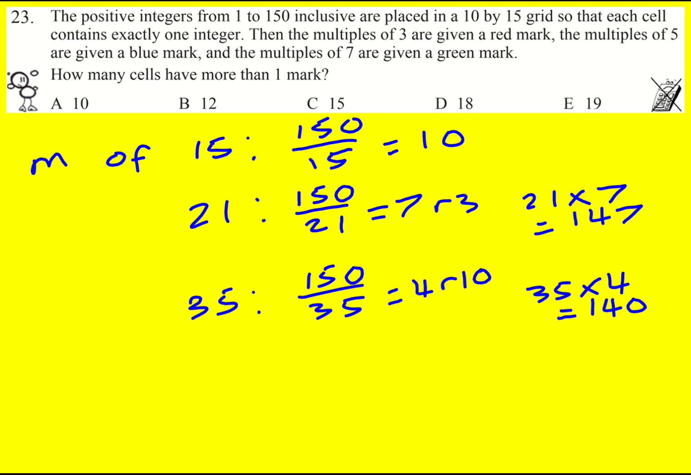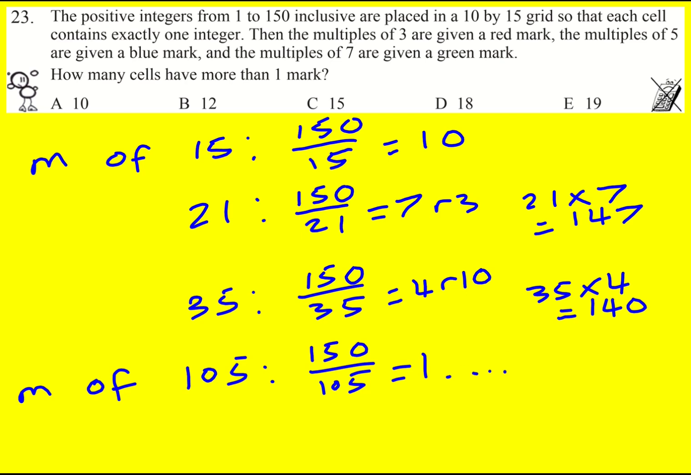Now, the only thing we've not thought about is that some of these numbers will also be divisible by all of them actually. So how many will have a green mark, red mark, and a blue mark? And that's going to be multiples of 3 times 5 times 7, which is 105? 21 times 5, 105. And there's just going to be one number there that has all the marks.